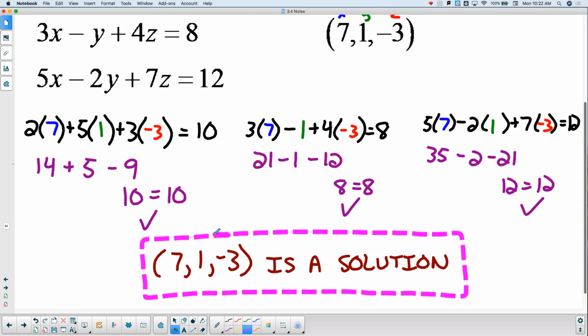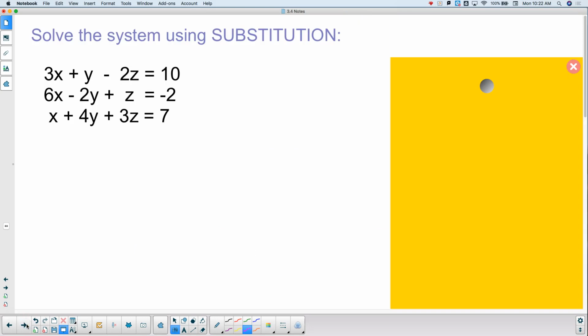Okay. So let's come up with a way to solve. So one of the ways that we can solve a system of 3x3s is using what's called substitution. Now we saw substitution last week. What was our first step last week in substitution when it was 2x2? 2 equations, 2 unknowns. First step for substitution.